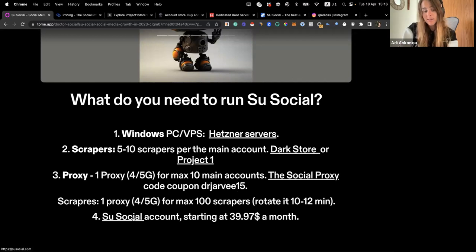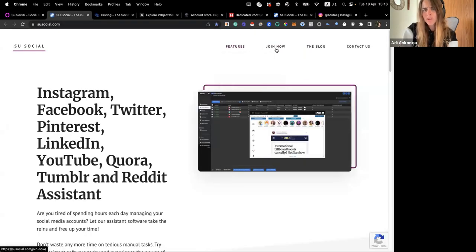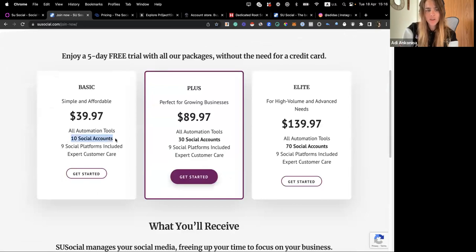And of course, you need a social account. It starts at almost $40 a month for 10 social accounts. Keep in mind the 10 social accounts include the scrapers in these 2 packages. So let's say you have, for example, 50 main accounts, you will need at least a ratio of 1 to 5. So 50 main accounts, 5 scrapers each, we speak about 250 scrapers. On the package with 70 social accounts, they give you unlimited scrapers, so this is for a bigger number of main accounts.